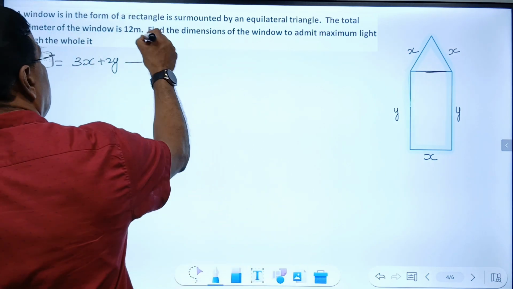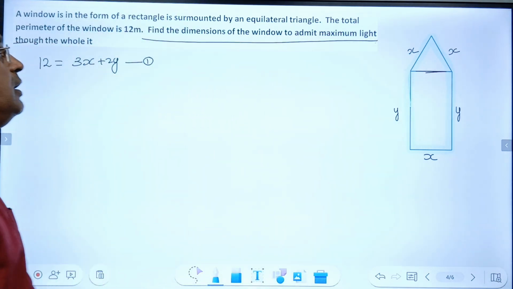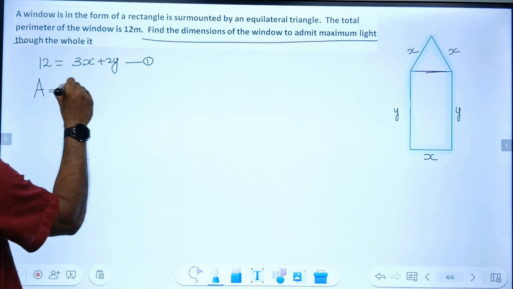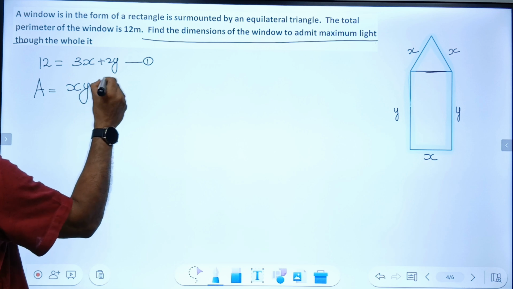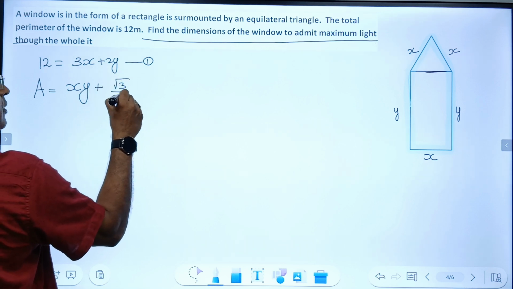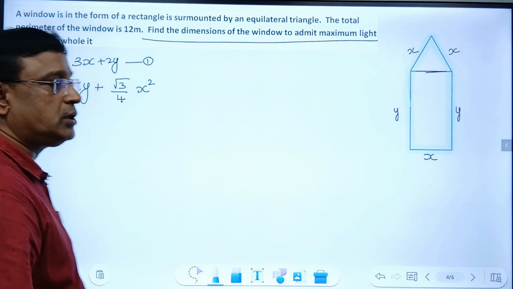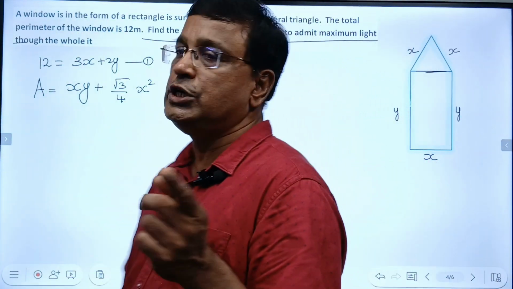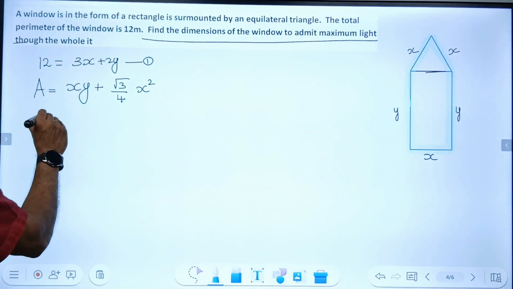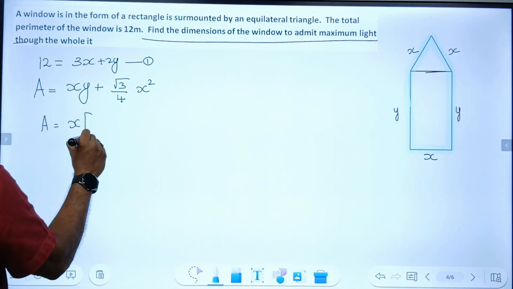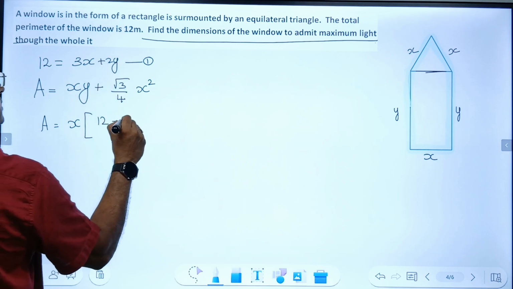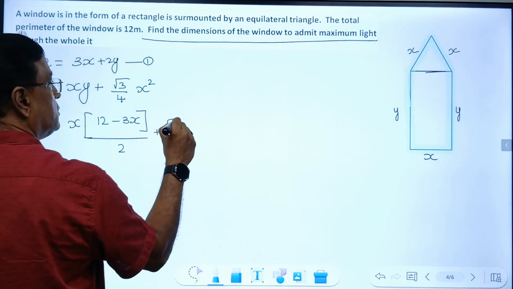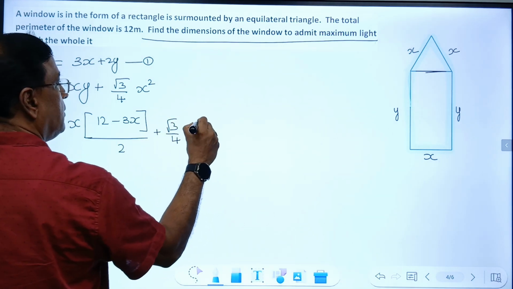Now as usual, again, find the dimensions of the window to admit maximum light. So maximum light means area should be maximum. So I want to maximize the area. The area of a rectangle is length into breadth, whereas area of the equilateral triangle is root 3 by 4 x square. Now you can see clearly it has two variables, x and y. So I'm going to use one to change it to a single variable. So area equal to x into, what is y? y is (12 minus 3x) by 2, plus root 3 by 4 x square.